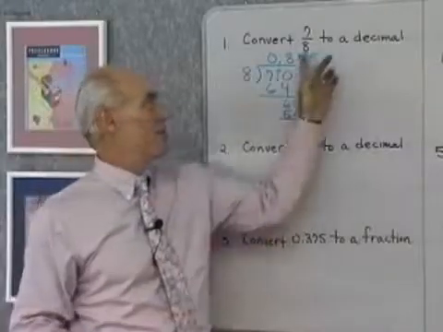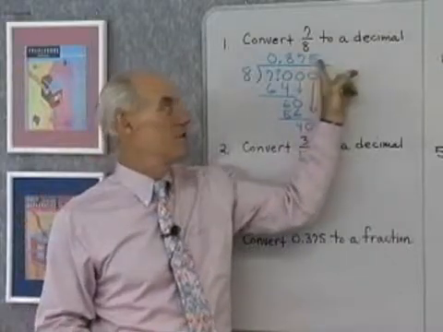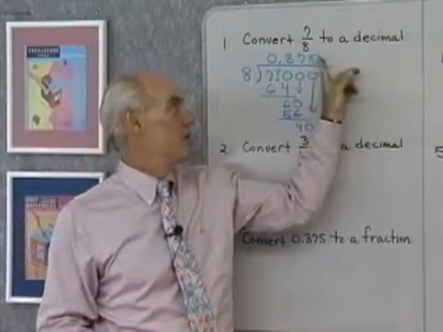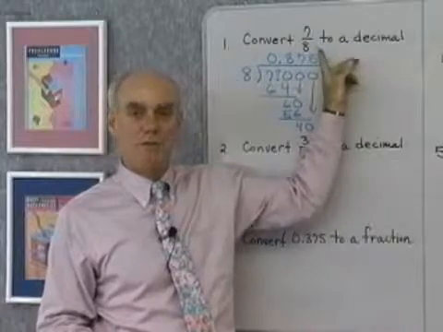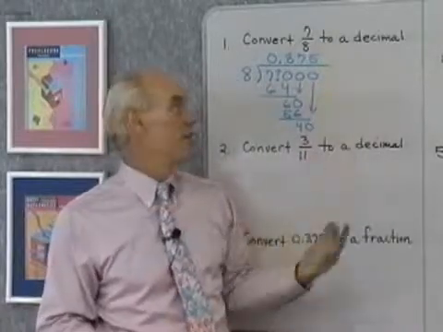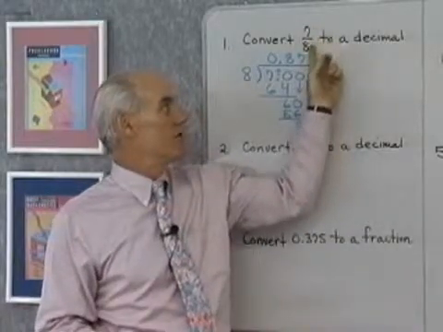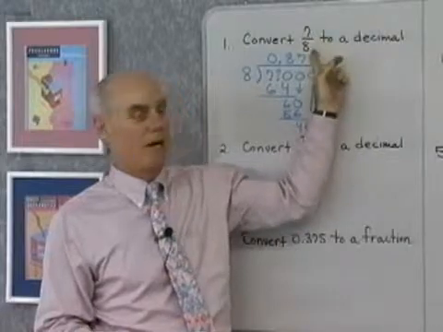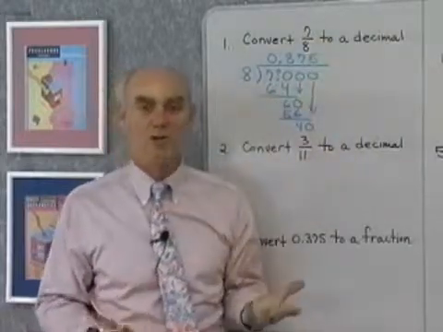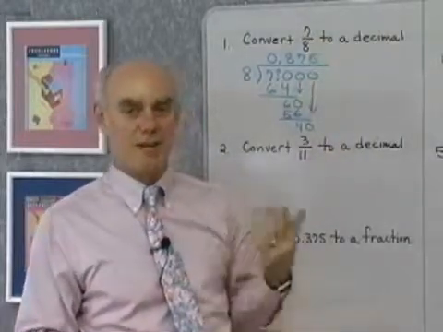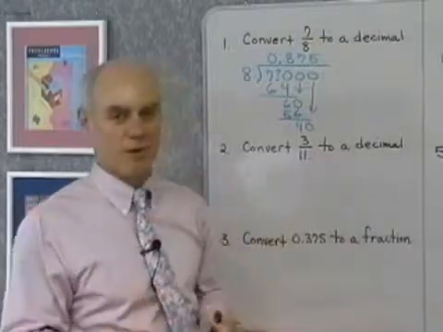So the fraction 7/8 as a decimal is 0.875. 0.875 is the decimal equivalent of the fraction 7/8, and I find it by using my definition for this fraction here as meaning 7 divided by 8. And so now, since I know how to do division with decimal numbers, I'll just divide that 8 into 7. Let's try another one of these.